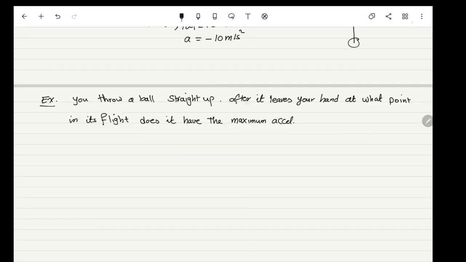Now let's have this tricky example. You throw a ball straight up. After it leaves your hand, at what point in its flight does the ball have the maximum acceleration? Now, as we mentioned before, acceleration in free-falling objects is constant, so it's not changing whatsoever. a equals g, which equals minus 10 meters per second squared.